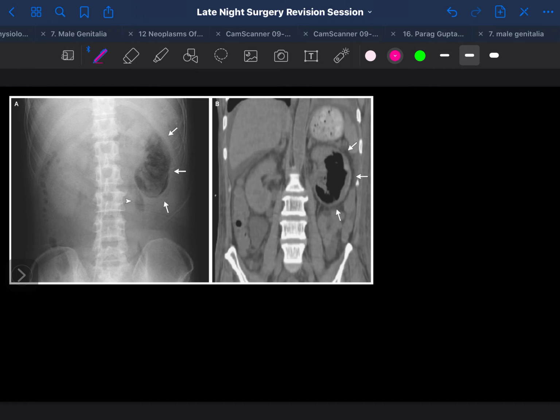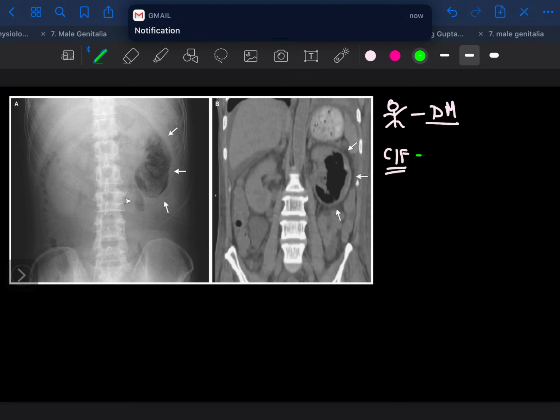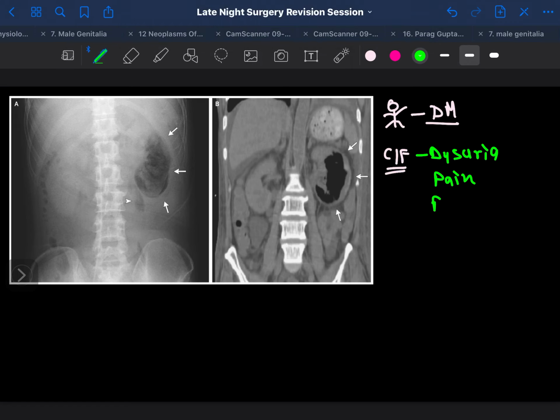Now let us talk about this particular image. So I'll just give you a clinical scenario associated with this guys. Okay, let's say there is a patient who is coming to you who is diabetic. So the patient is suffering from diabetes mellitus, and the patient is coming to you with signs of dysuria, pain, frequency, and the patient is also having something which is called pneumaturia.